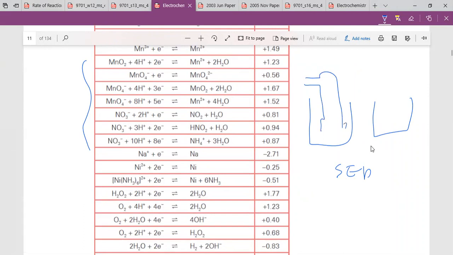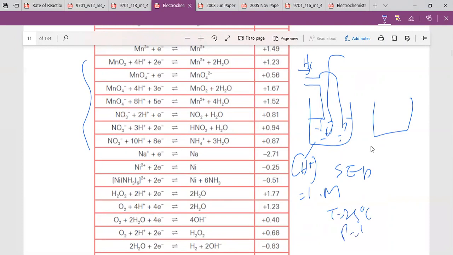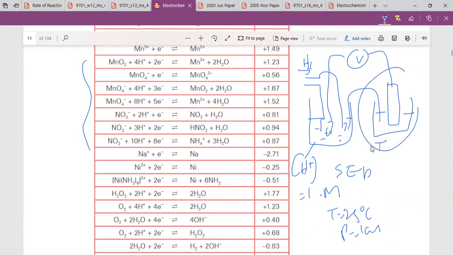Platinum here, H2 gas, and here of course is H plus, 1 molar. Temperature equals 25, pressure 1 atmosphere. Here is a salt bridge. I've just finished with your metals. This part is a test electrode. And this is the voltage here, under standard conditions.